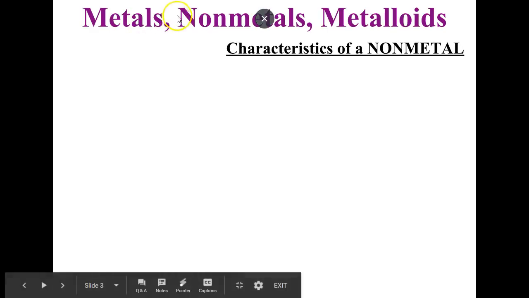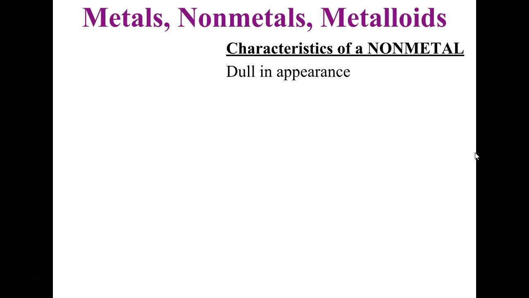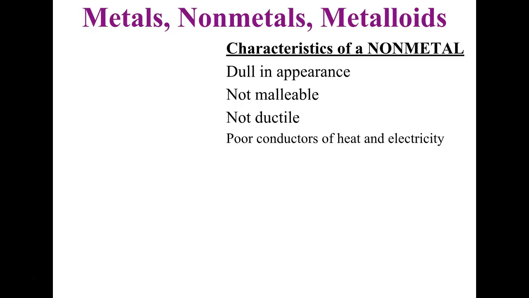So next is nonmetals. So here's some of the characteristics of nonmetals. Nonmetals appear to be dull in appearance, which means they do not have luster. Nonmetals are not malleable. They are not ductile. And they are very poor conductors of heat and electricity. So with nonmetals, you can't work them into shapes like you can with metals like gold or aluminum. They can't be pulled into wires, and they do not conduct heat or electricity very well.